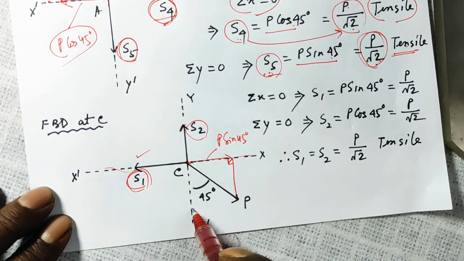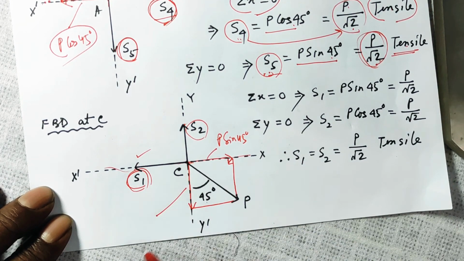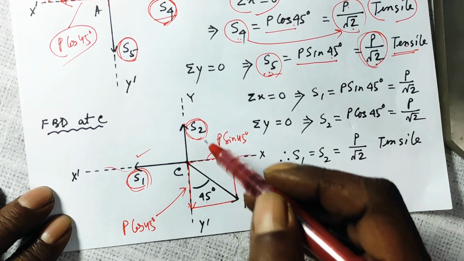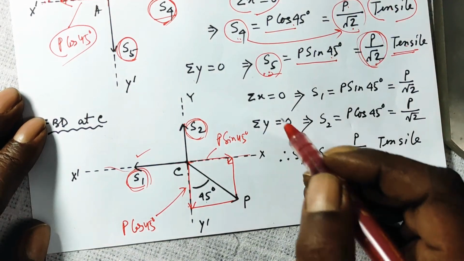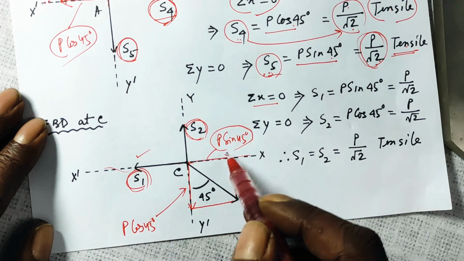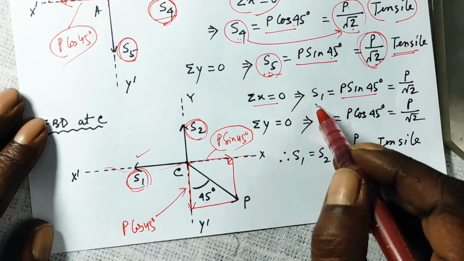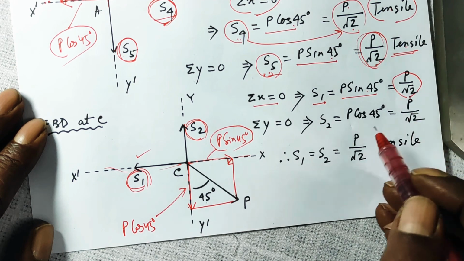And if you drop a perpendicular from this point to this point, it will be p times cos 45. That will be opposite to S1. So that is what we are going to do now. Therefore, sigma x is equal to 0: p sine 45 is S1. So it comes out to be p over root 2.